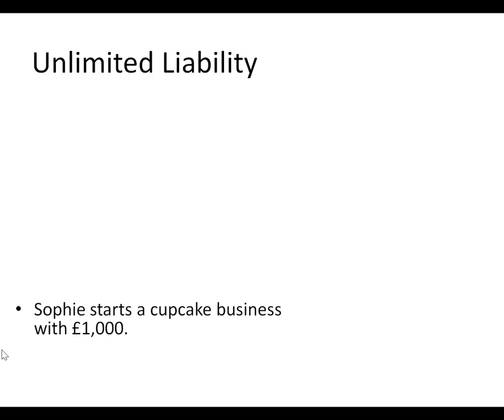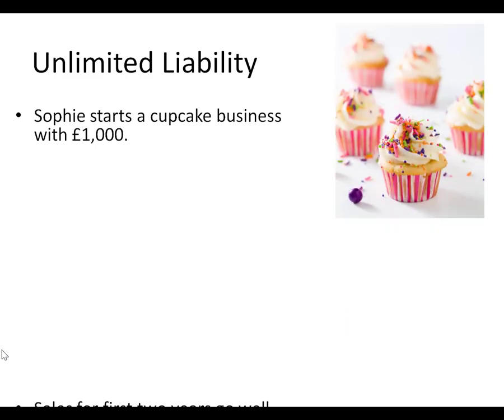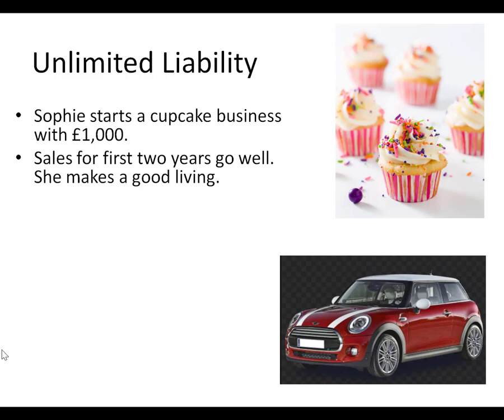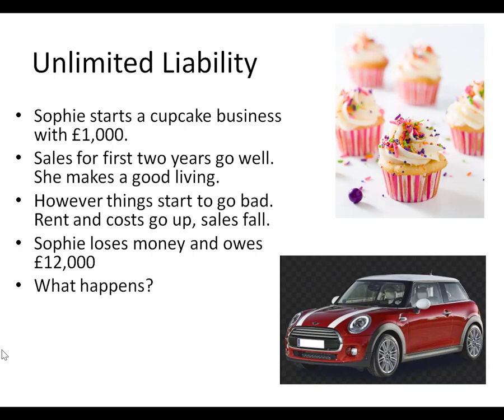So we'll have to explain what unlimited liability is. So Sophie starts a cupcake business with £1,000. Good for Sophie. There we go. So the first 2 years sales go well, she makes a good living and she buys a Mini Cooper. Good for her. Well done, Sophie. However, things start to go bad, rent starts to creep up, other costs go up, suppliers put prices up, and also demand falls because we're becoming more healthy eating, so sales fall, nobody wants cupcakes so much. So Sophie trades for a couple of years, and she starts losing money, and she eventually owes the bank, or she's got a shortfall of 12 grand. So what happens next?